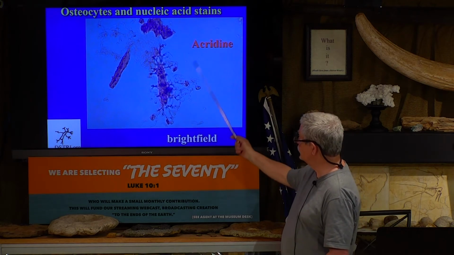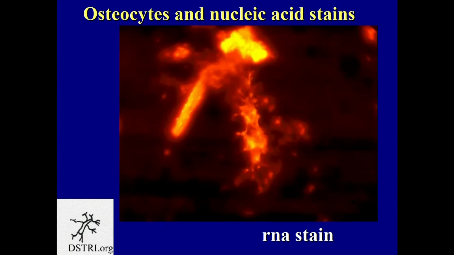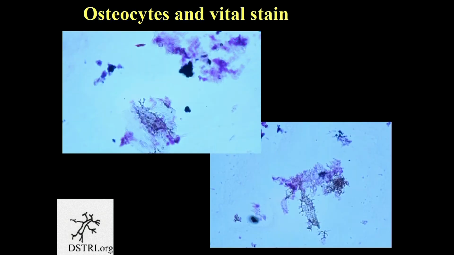I stained this with acridine orange, which goes and finds RNA. Now look at it under fluorescence. Look at all the RNA in this cell. That shouldn't be there. These are impossible pictures. So we're finding at the molecular level some of these proteins that shouldn't even be there just in the osteocytes.